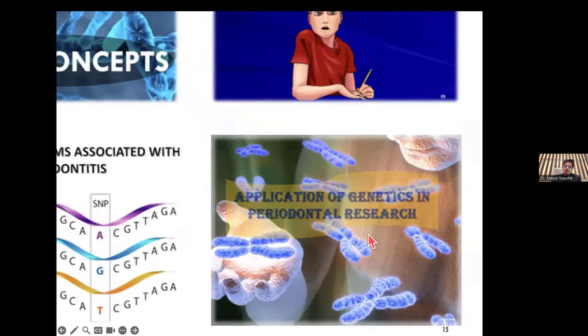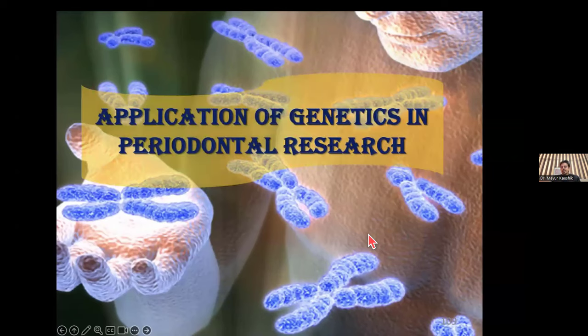Okay. So with regard to the application of genetics in periodontal research, this part is basically focused on just two aspects. Two techniques. I don't know why balloons are coming. They are coming on their own. Nothing to do with, okay, two is balloon. So I won't raise two. I'll try to raise three. So three also, no balloons are coming.